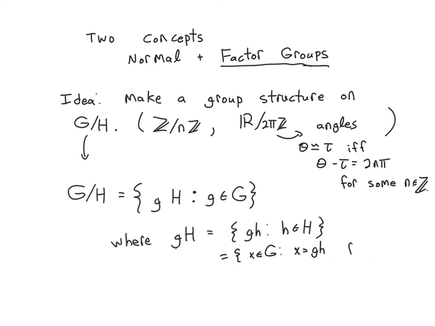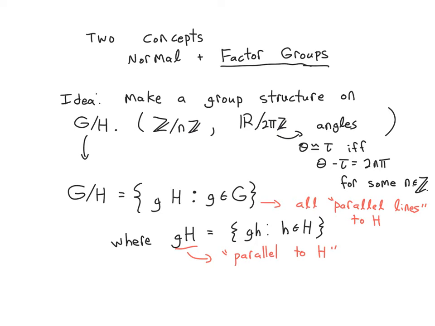For some little h. Or equivalently, those elements x in G with the property that g inverse times x is an element in H. And then G mod H is the set of all cosets. By an analogy I've made before, one way to think of these is that a coset is something that is parallel to the subgroup H, and the set of cosets are all the parallel lines.